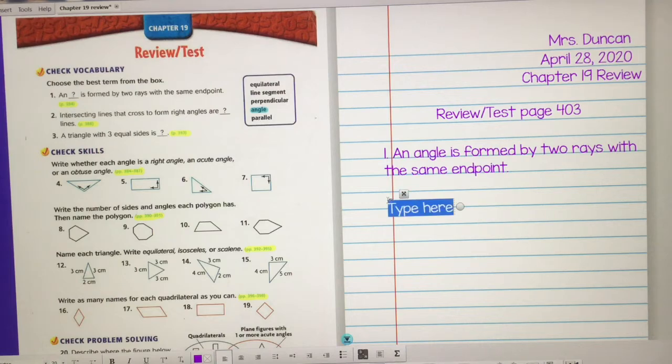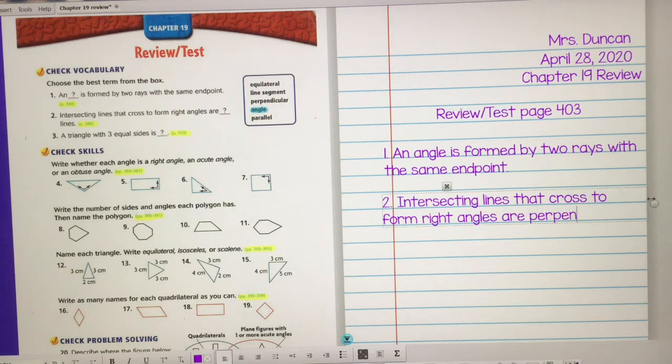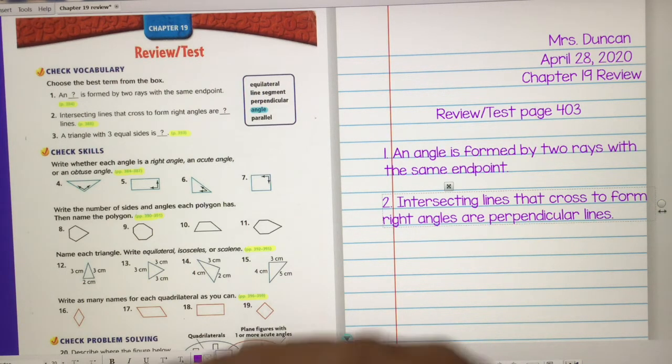So for number 2, intersecting lines that cross to form right angles are perpendicular lines. Perfect.